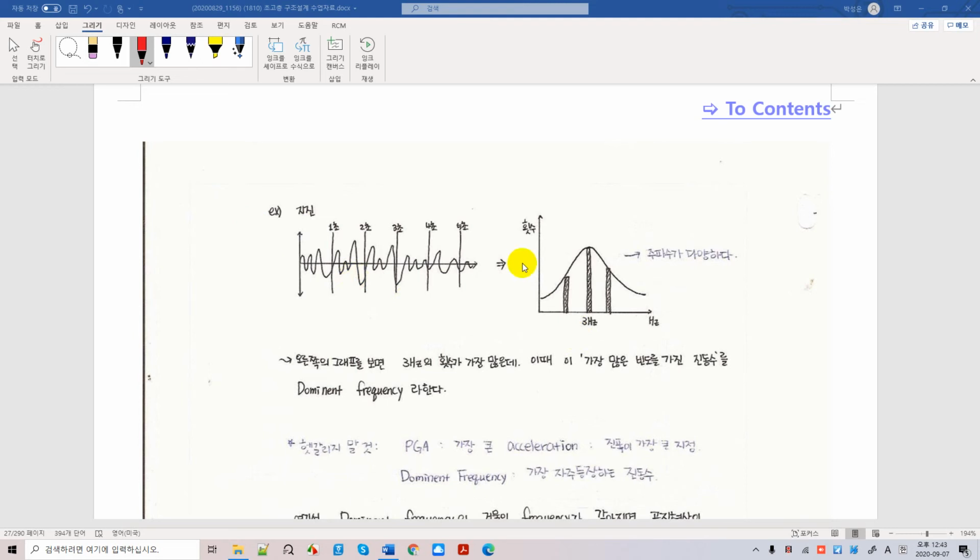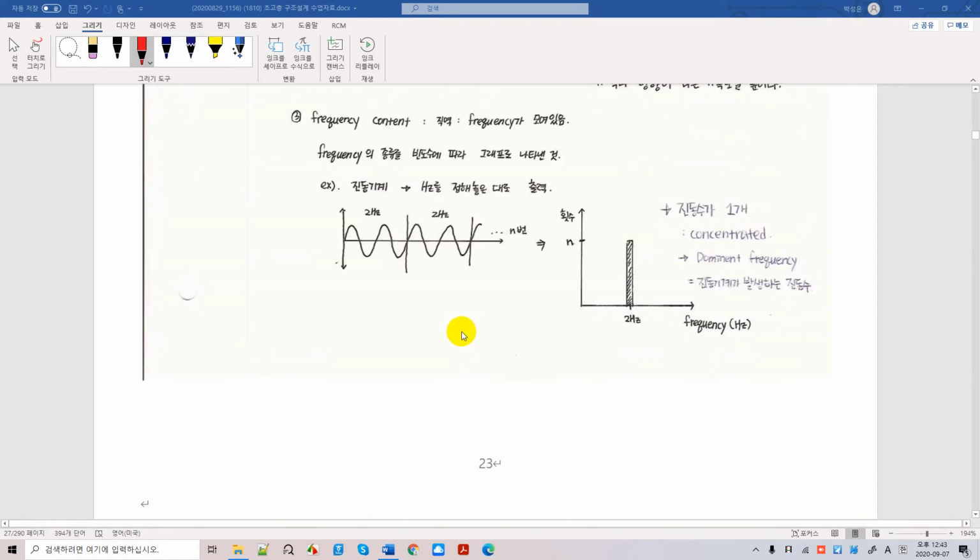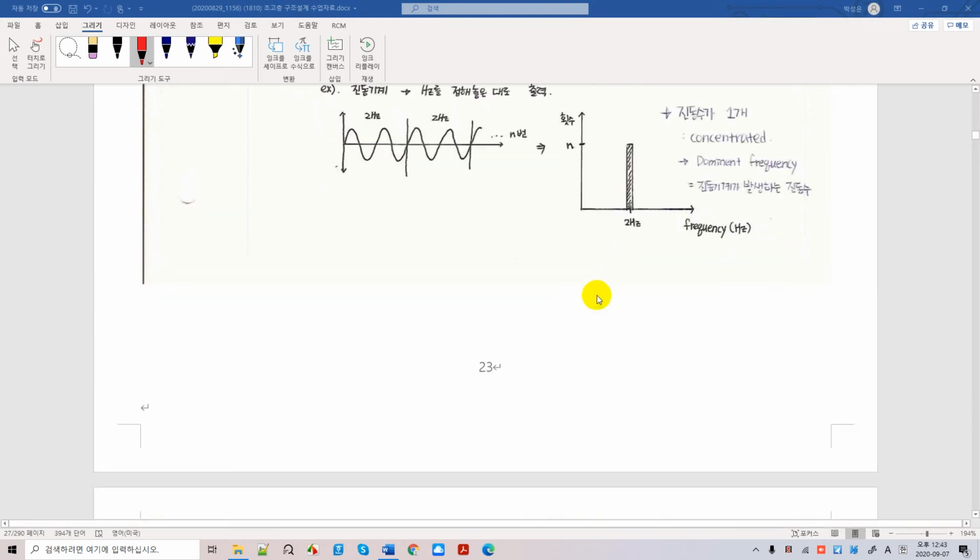Okay, this looks like a natural vibration where we have many diverse combinations of frequencies. And here, look at this. This looks like a machine vibration, as I told you, and we only observe one single, very controlled vibration. Okay.